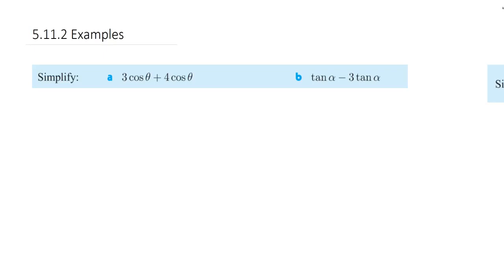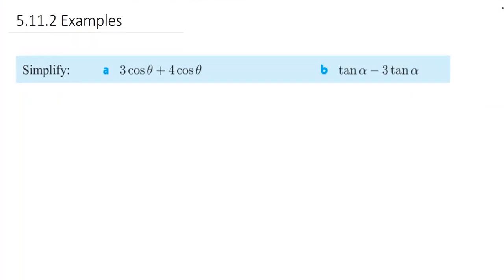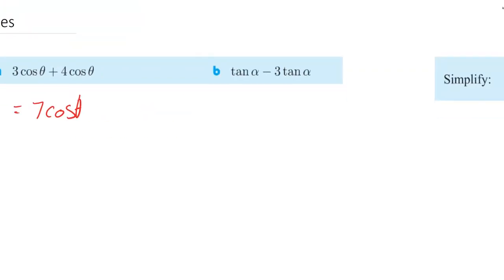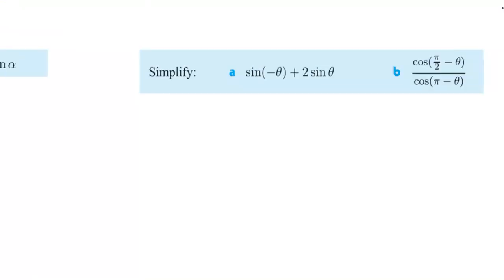Hello everybody, we're going to have a look at how we can move and manipulate some algebra around today, focusing on trigonometric functions and identities. Okay, so first of all, let's have a look at some nice simple examples. If I have 3 cosine theta plus 4 cosine theta, then of course this simplifies to 7 cosine theta. And if I have tan alpha minus 3 tan alpha, well, I've got minus 2 tan alpha. The usual rules of algebra still work here.